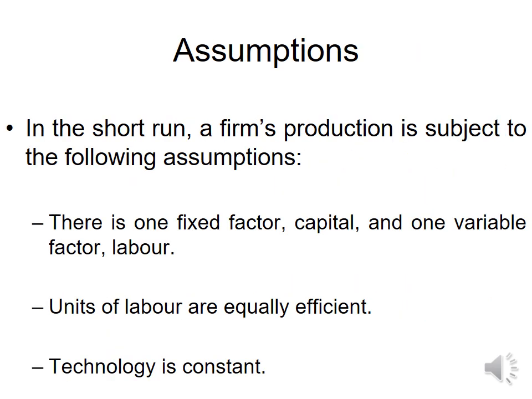Now, before we look at the behaviors of output and cost of a firm in the short run, let's have a few assumptions first. We assume that there's one fixed factor. That's how we define the short run, right? And we define the fixed factor to be capital, and we define the variable factor as labor. What is fixed? What is variable? We'll talk more about it a bit later. Now, we assume that when we talk about labor, that means people working. Every single individual or unit of labor is equally efficient, so everyone works in the same way. And then we assume that technology is constant.